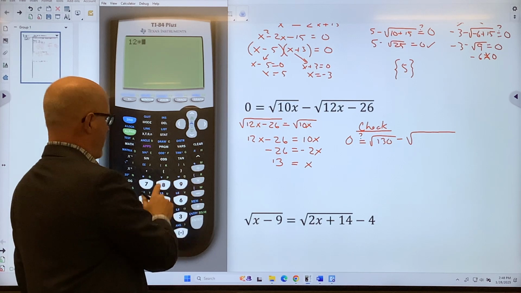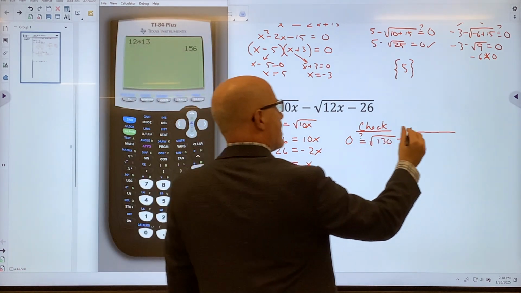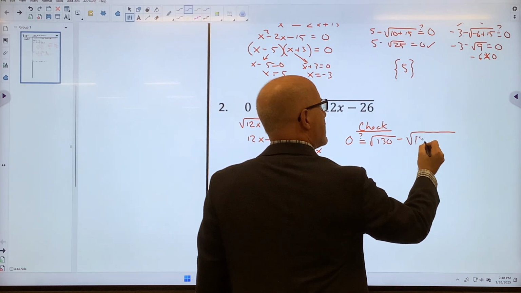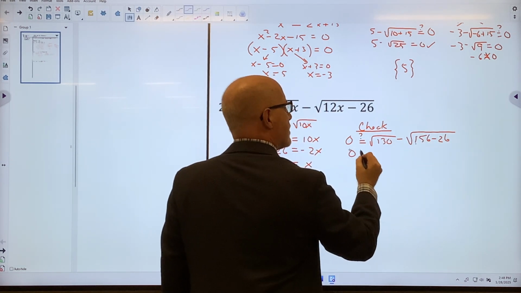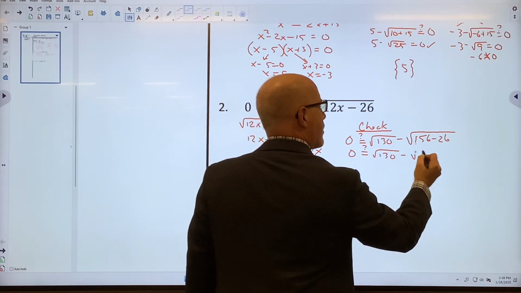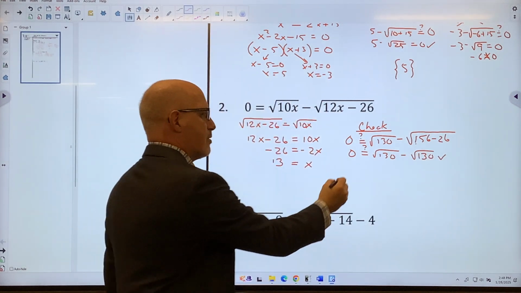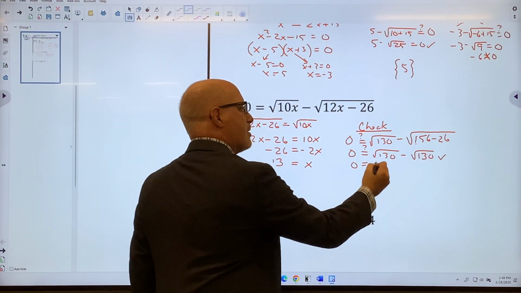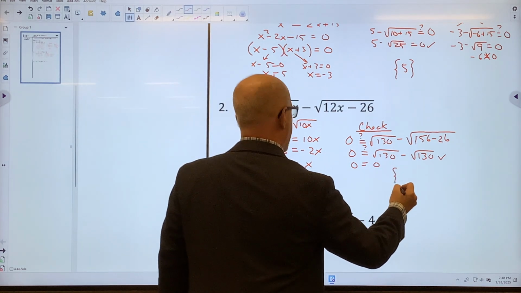12 times 13 gives us 156. 156 minus 26, which equals the same thing. So square root of 130 minus the square root of 130, that checks. That would be a 0. You get 0 equal to 0. So that one checks out. Our answer then is just 13.